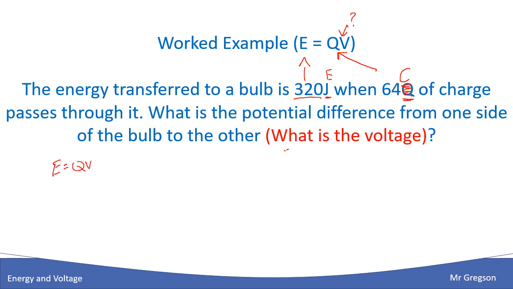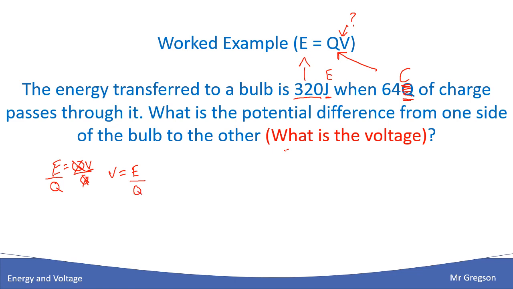So first steps first, I'm still going to write out the equation I need, but this time around I'm going to rearrange it next. If these two are multiplied together, I want to do the opposite of multiplication, which is divide. So I want to get rid of the Q, I want to leave the V on its own, so I'm going to divide this side by Q. If I divide this side by Q, I also have to divide this side by Q. These two Q's cancel each other out, so now I'm left with V on its own. So I'm just going to tidy this up. V equals E over Q.